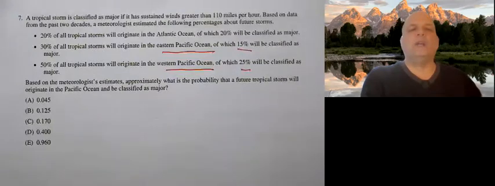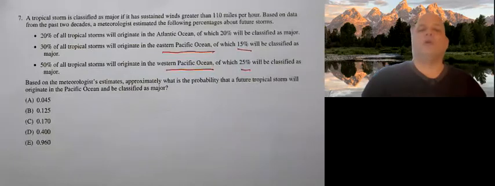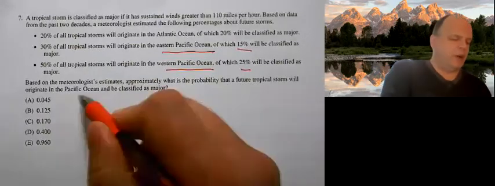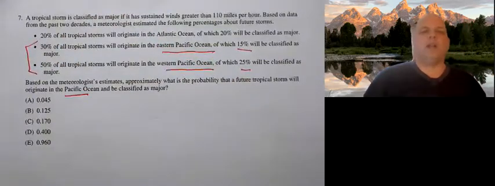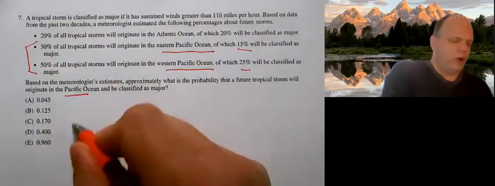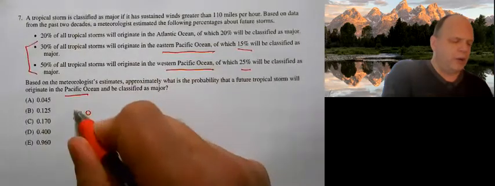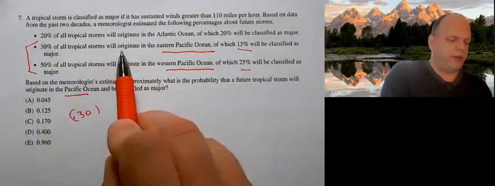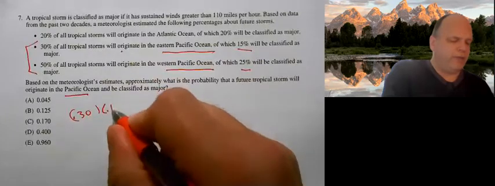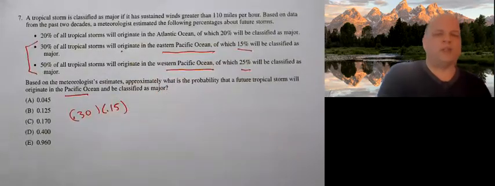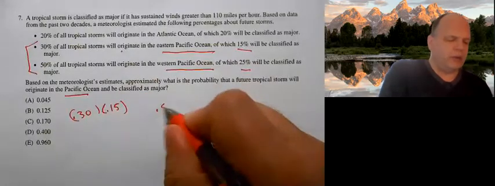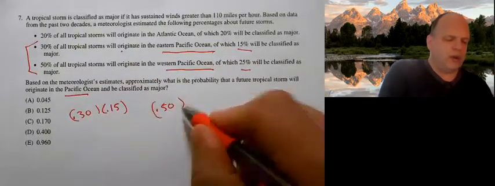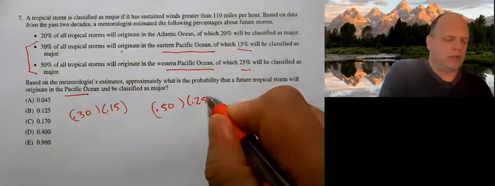Based on the meteorologist's estimates, approximately what is the probability that a future storm will originate in the Pacific Ocean and be classified as major? Well, these are the ones that originate in the Pacific Ocean and are classified as major. So 0.30, 30%, are in the Eastern Pacific. Of that group, 15% will be major. In the Western Pacific, we have 50%, of which 25% will be considered major.